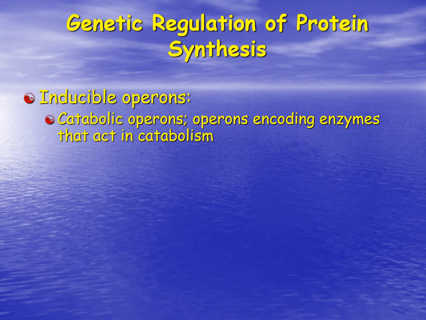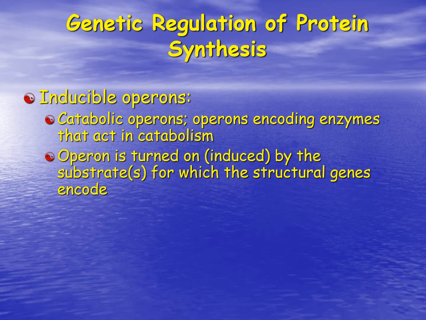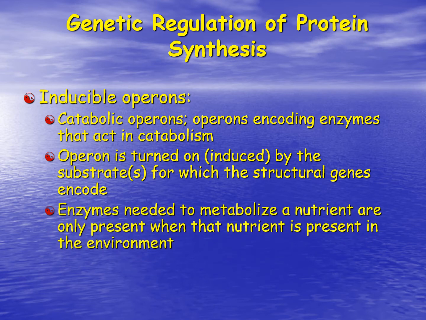Inducible operons typically produce catabolic enzymes. The operon is turned on or induced by the presence of the substrate or substrates for which the structural genes encode enzymes to break down those substrates. So the enzymes needed to metabolize a nutrient are only made when that nutrient is present in the environment. So the nutrient is going to be the inducer of the inducible operon.